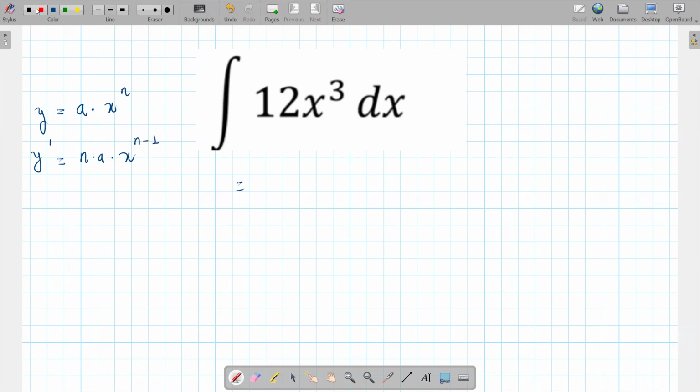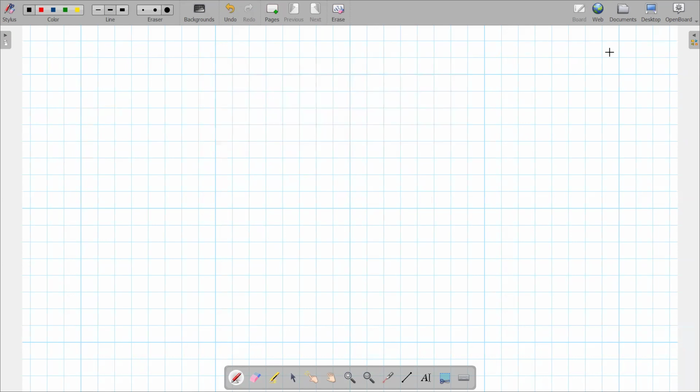So it was 3x to the power of 4. 3x to the power of 4 is perfect. There you go. That's the answer. Is this a definite or an indefinite integral? Indefinite. So you have to add a plus c. Final answer, done.